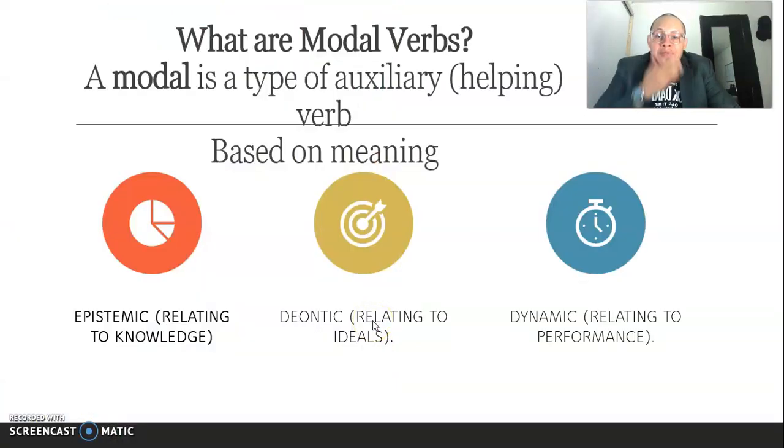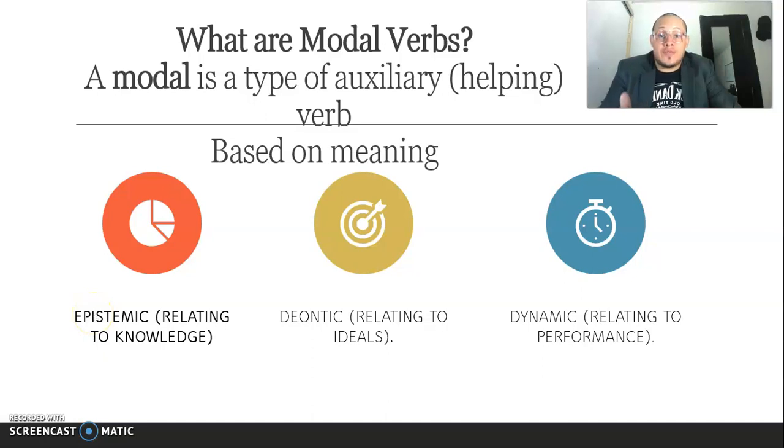So, before we can go deep into the topic, let's talk about what modal verbs are. A modal is a type of auxiliary. If we notice, it's going to help the main verb. But you're going to ask me why the verb needs this kind of help. Of course, because of meaning. So there are some kinds of modal verbs.